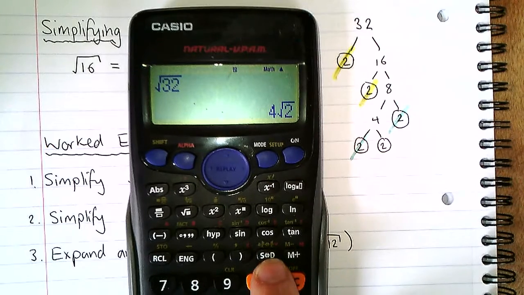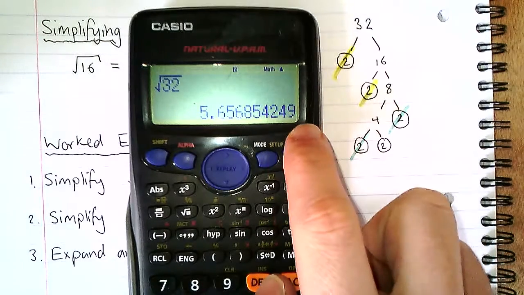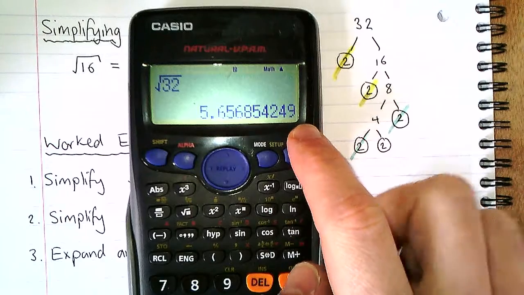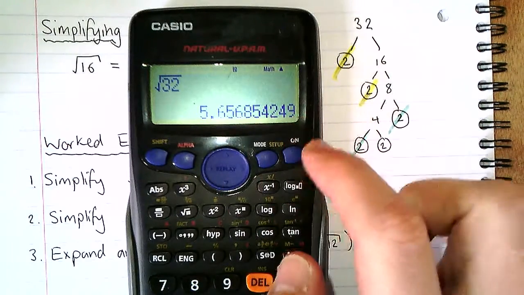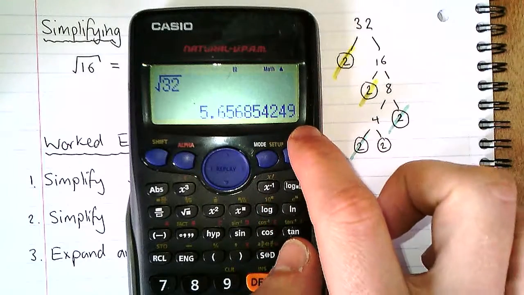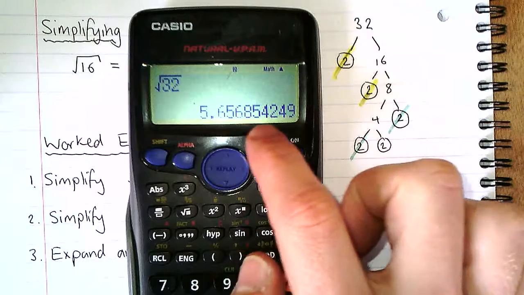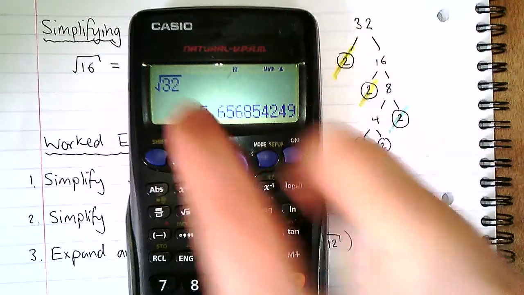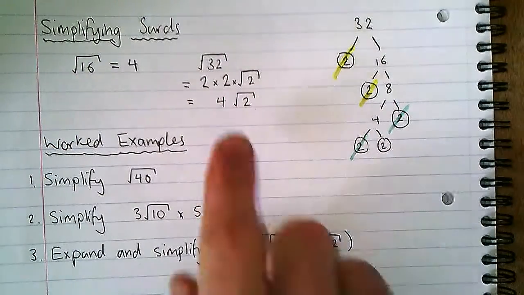You can obviously then use the S to D button to turn this into decimals. It changes it to 5.65 and so on. Now this is rounded to 9 decimal places. However, it's a reasonably good approximation of the square root of 32 to 9 decimal places at least. And if I were to multiply 5.6568 and so on by 5.6568 and so on, I would get approximately 32. But the accurate exact answer is 4 square root of 2.